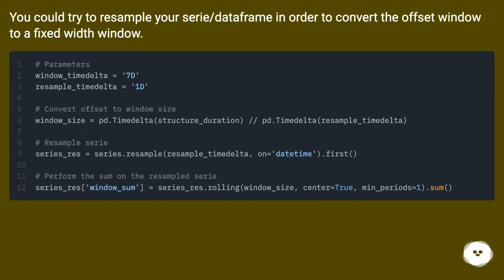You could try to resample your serial data frame in order to convert the offset window to a fixed width window.